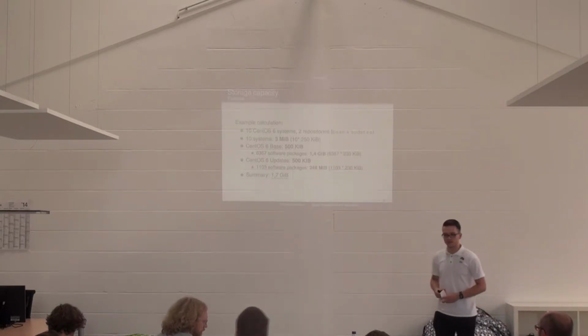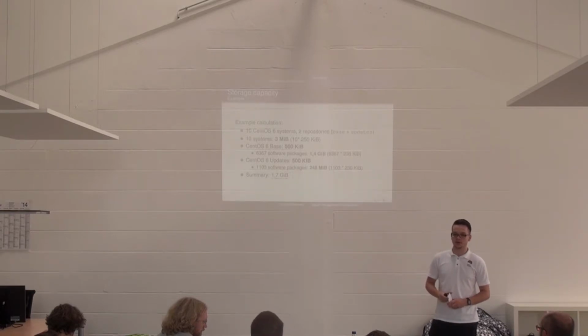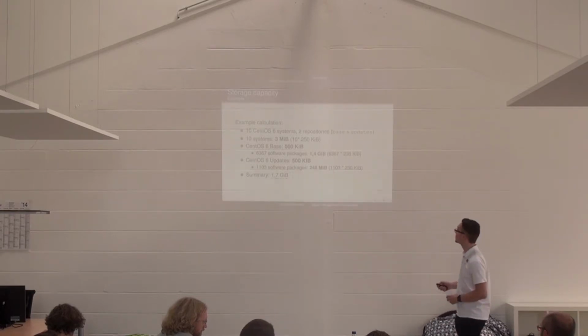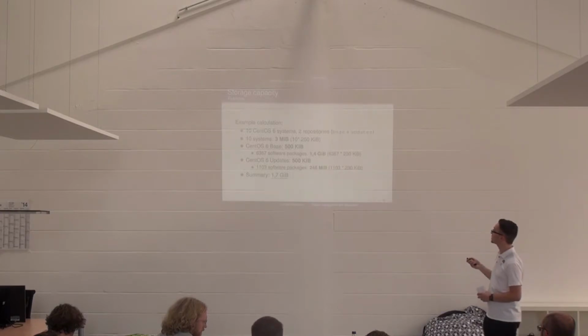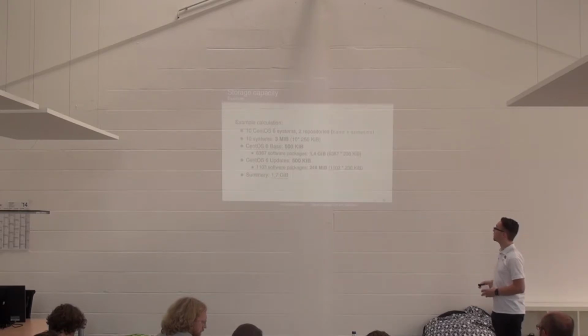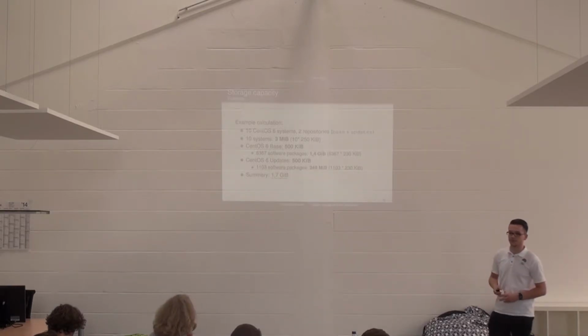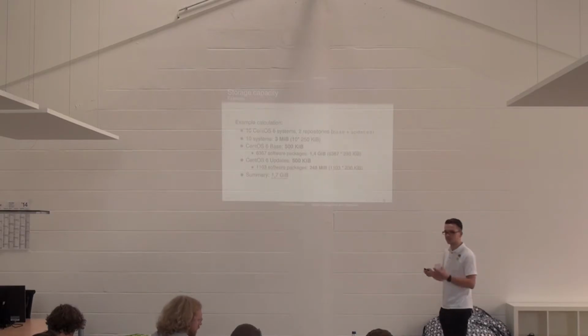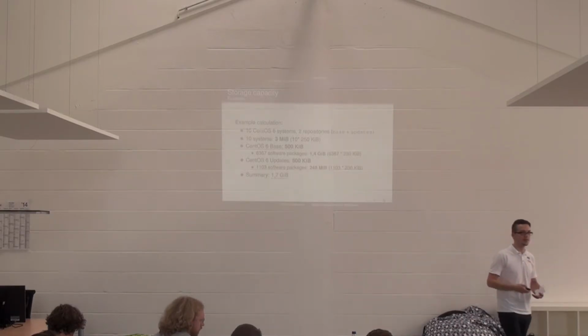Here's an example of a Spacewalk system which manages 10 CentOS 6 systems. And CentOS 6 consists of 2 repositories, base for the base system and updates for the update packages. So for the 10 systems you need 3 gigabytes. And for the repository CentOS base you need 140 gigabytes. For the updates you need 248 gigabytes. So in summary you need about 2 gigabytes of memory, but it's basically a good idea to have some more space. That's why it's recommended to have at least 6 gigabytes of storage capacity.